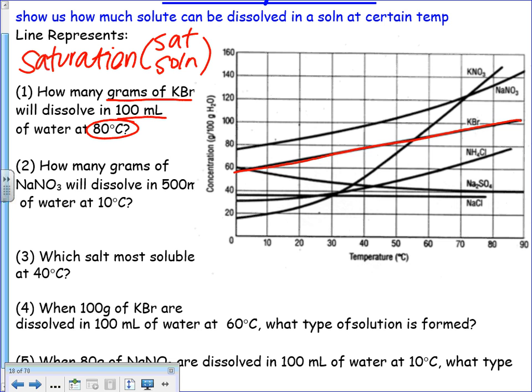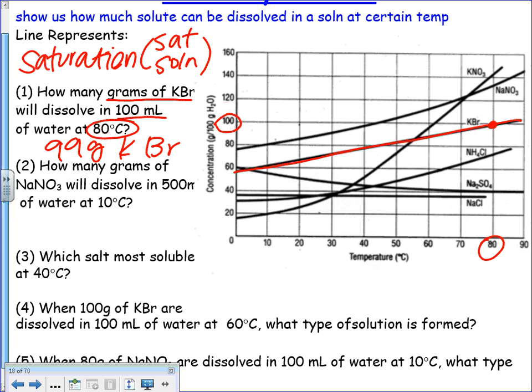So all you do to read this graph is to look at the 80 degrees Celsius, which is right here, and you trace your finger up until you pass over potassium bromide, and that's where it crosses the saturation line. So then you go over to the y-axis and you say, oh, it's at 100 grams. So it's just really learning how to read the graph. At 80 degrees Celsius, potassium bromide is a little bit less. It's probably like 99, but it's right at 100. So 99 grams of KBr would dissolve there.